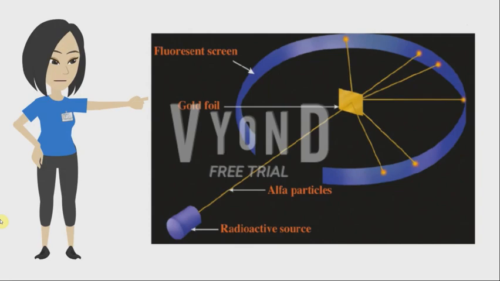When you shoot alpha particles through a very thin gold foil, it's like when you shoot a bullet at tissue paper. You would expect all the alpha particles to go in a straight line. Examine the picture carefully. What do you see?